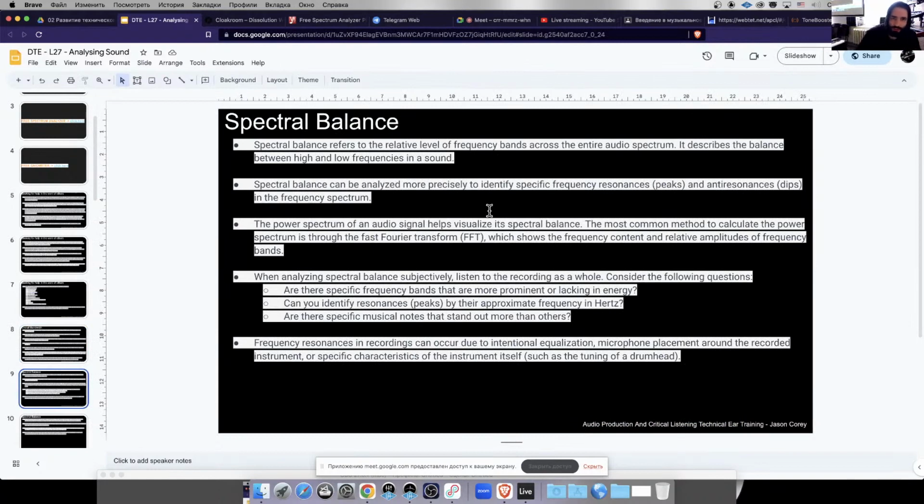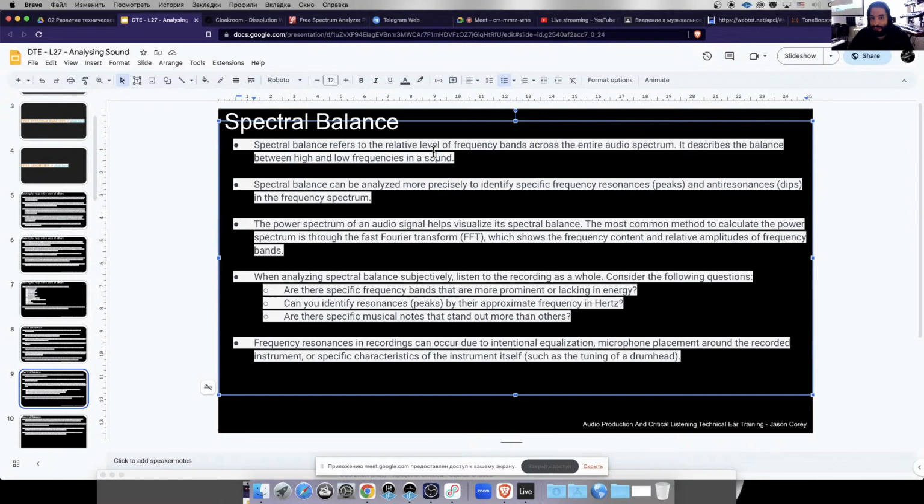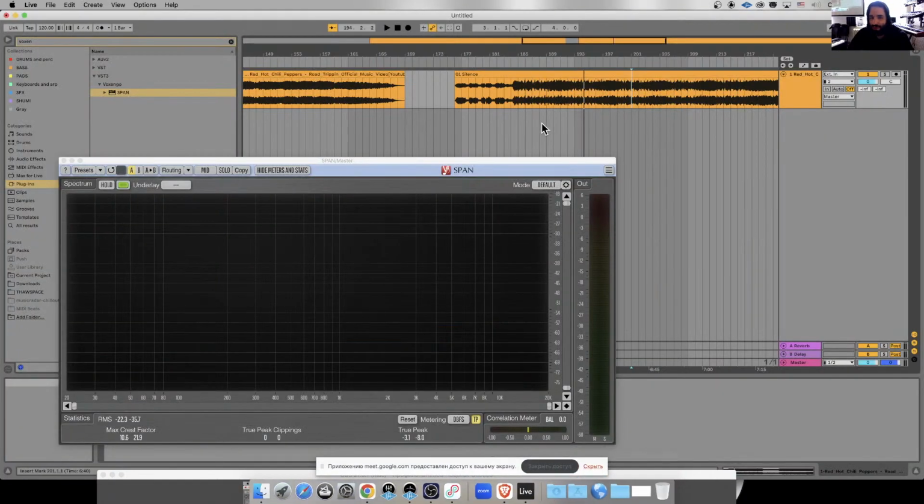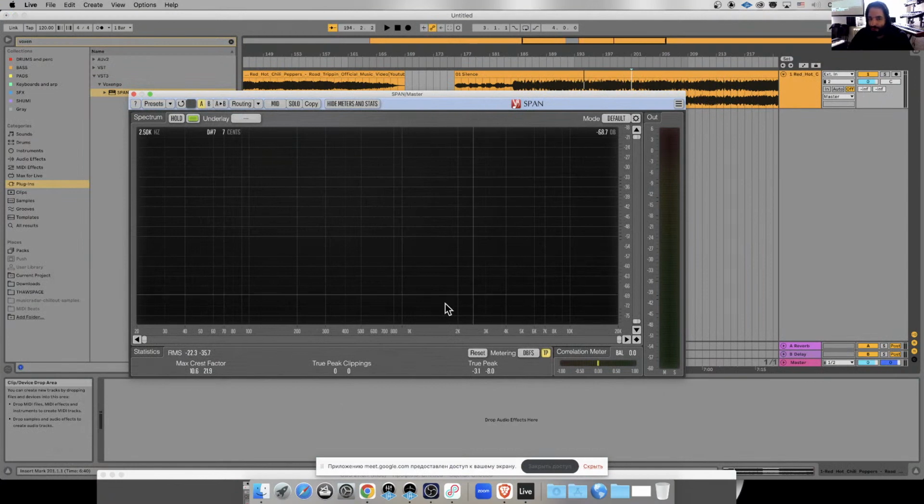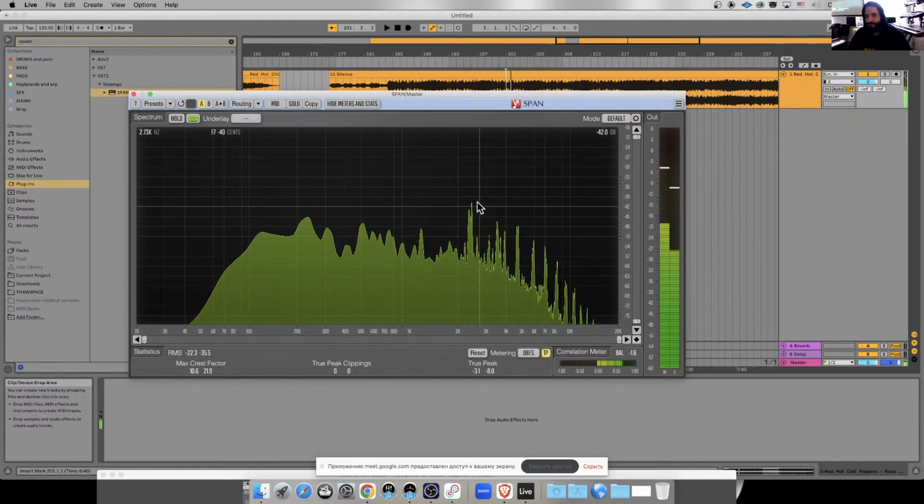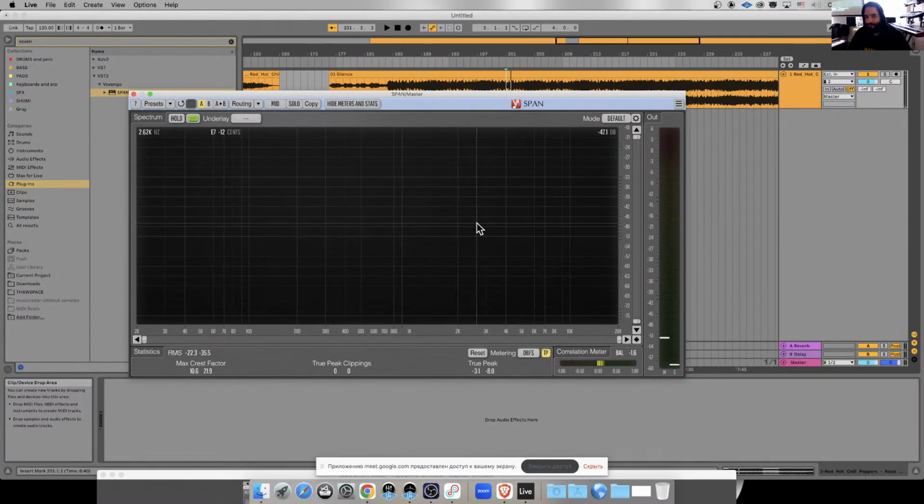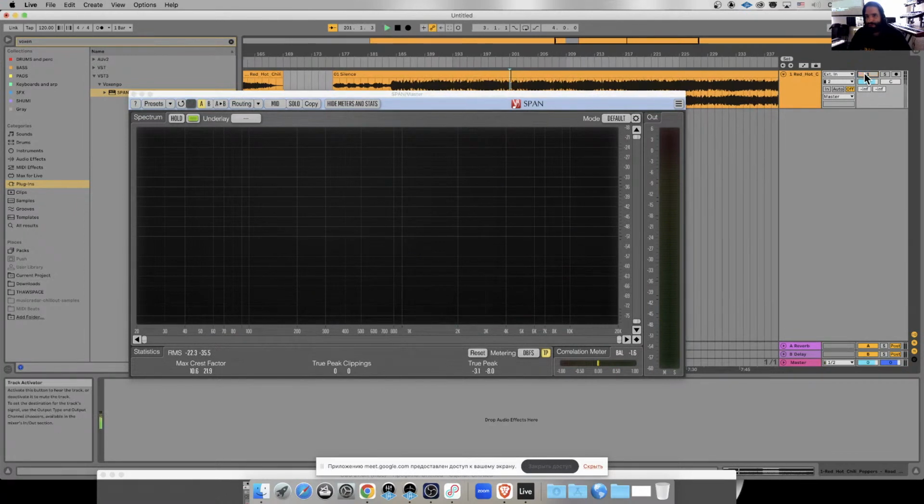Then the author moves on towards spectral balance. How do we analyze the spectral balance of a song? Obviously, it's the relative level of all the frequencies. And you can analyze it by identifying specific frequency resonances in the spectral analyzer. So this is really cool. If you look at this and you start noticing these peaks, you will see that they are resonant. And this is an interesting conversation to have.